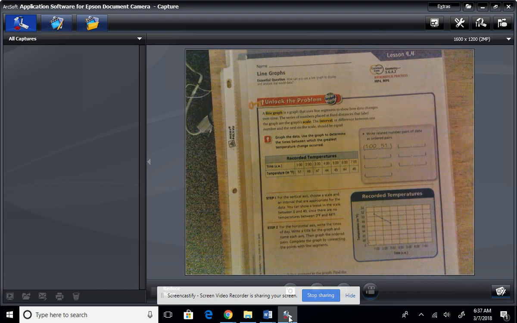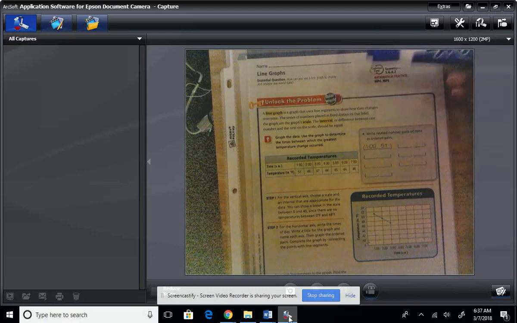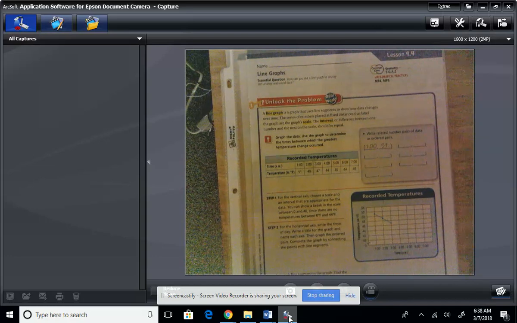All right, guys, line graphs. So the essential question: how can you use a line graph to display and analyze real-world data? A line graph is a graph that uses line segments to show how data changes over time. The series of numbers placed at a fixed distance that label the graph are the graph scales. The intervals, or differences between one number and the next on the scale, should be equal.